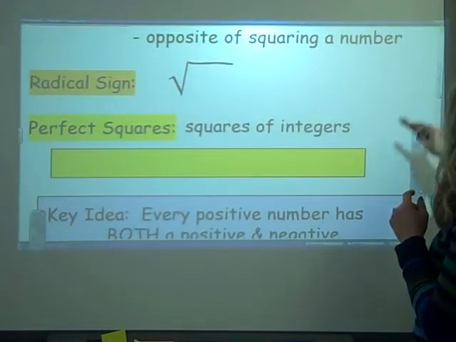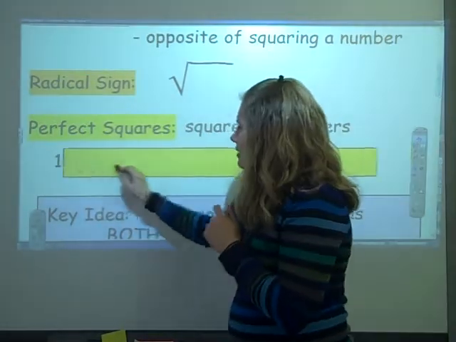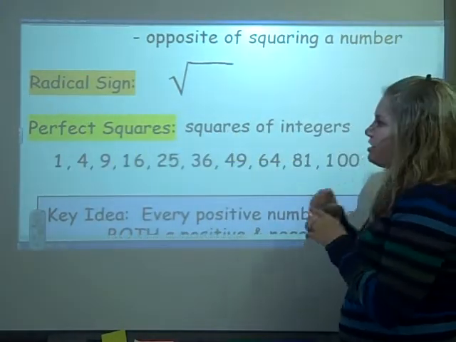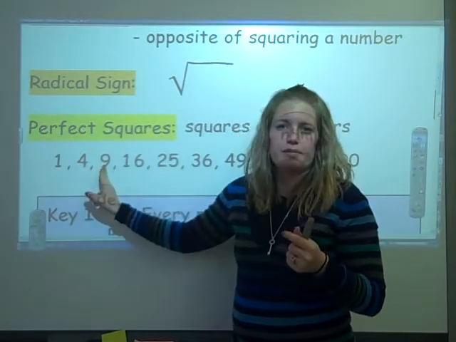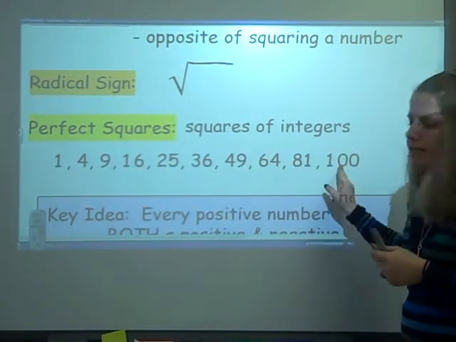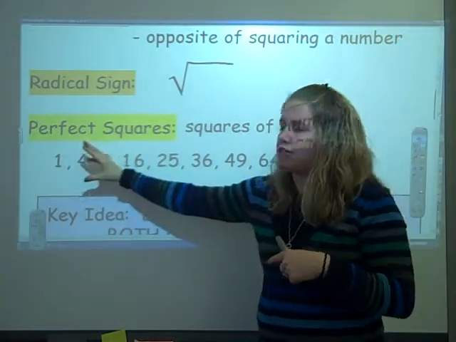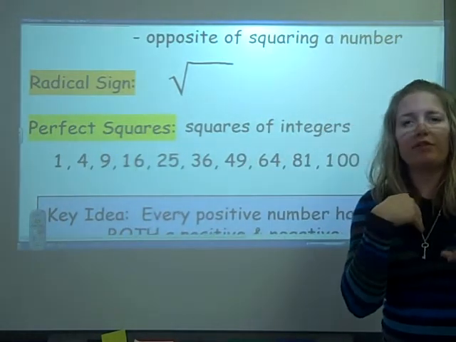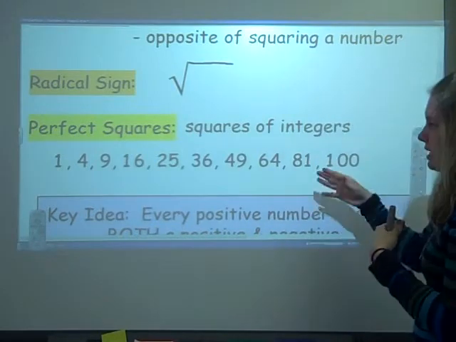Perfect squares of the integers: I expect that you memorize the first up to 10. 1 times 1 is 1, 2 times 2 is 4, 3 times 3 is 9, 4 times 4 is 16, and so on, all the way up to 10 times 10, 10 squared is 100. These are the perfect squares, and when you take the square root of them, you're going to get an integer. No decimals.